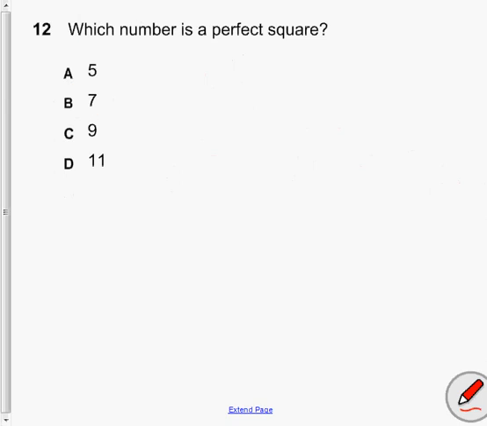Question 12, which number is a perfect square? So a perfect square is a number that has an identical pair of factors. So 9 has an identical pair of factors, 3 and 3. No other number, 5, 7, or 11, in that group has a pair of identical factors. So therefore, 9 is the only perfect square.